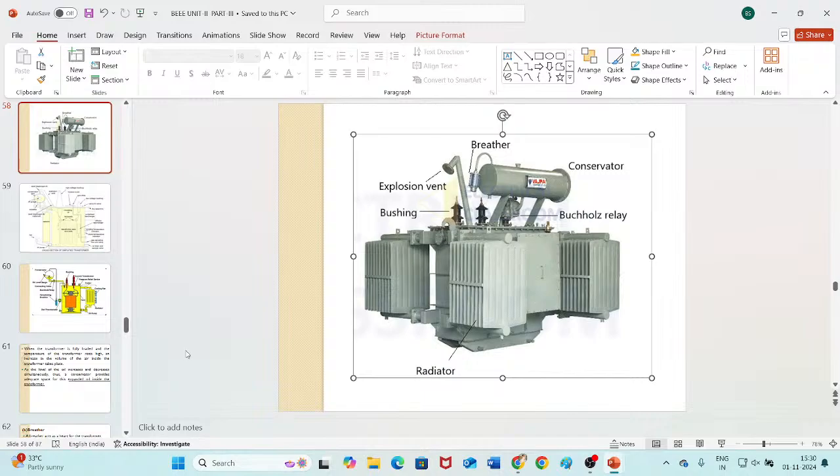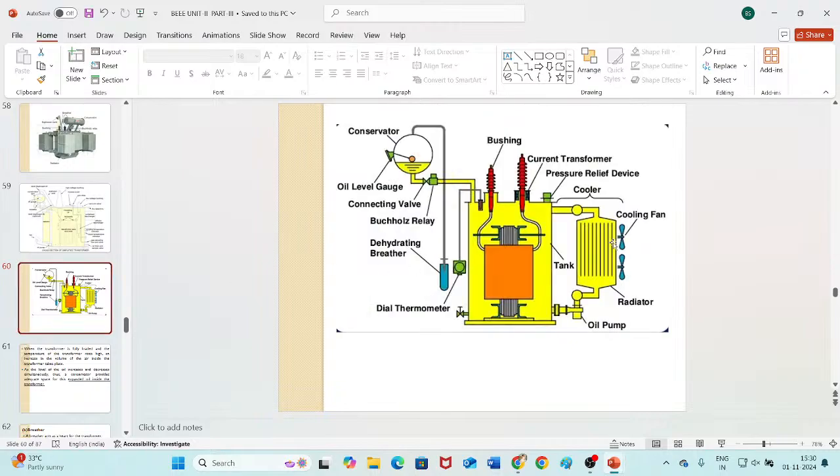Let me show you some other image. You can see in this image, this is the radiator. The upper portion and lower portion of this radiator are connected to the transformer tank by a valve. When the transformer cleaning and maintenance are done, the valve will prevent the draining of the oil when the radiator is detached from the transformer.